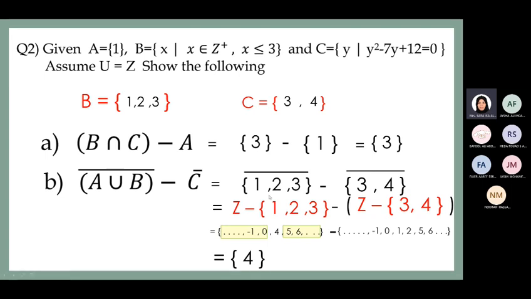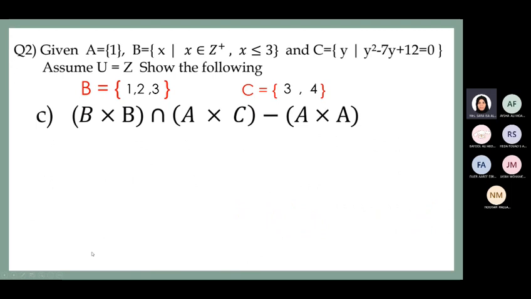If you have complement minus complement, you can solve it without listing the elements by distributing the minus. Minus Z minus minus becomes plus. So you get minus {1, 2, 3} plus {3, 4}. I will just reorder them: {3, 4} minus {1, 2, 3}. 1 is not there, so it will not be removed. 2 is not there, so it will not be removed. 3 is there, so I will remove it. So what is left is only the number 4. You can solve it by these two ways.